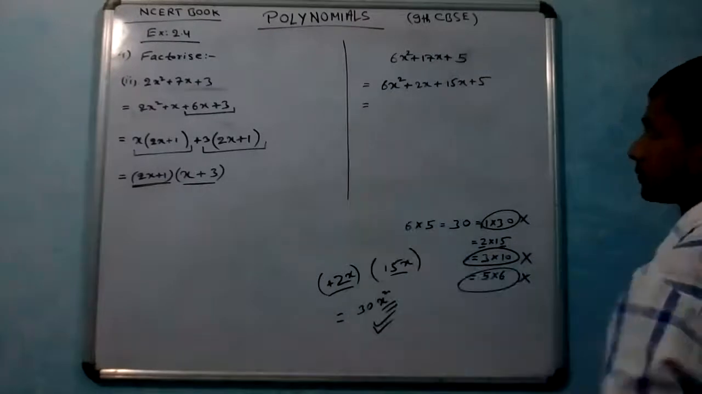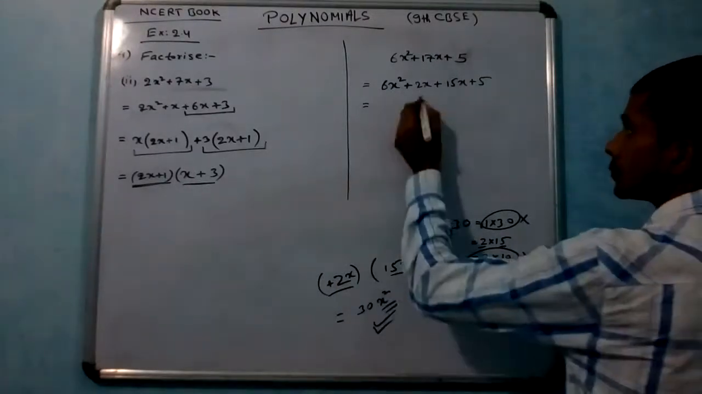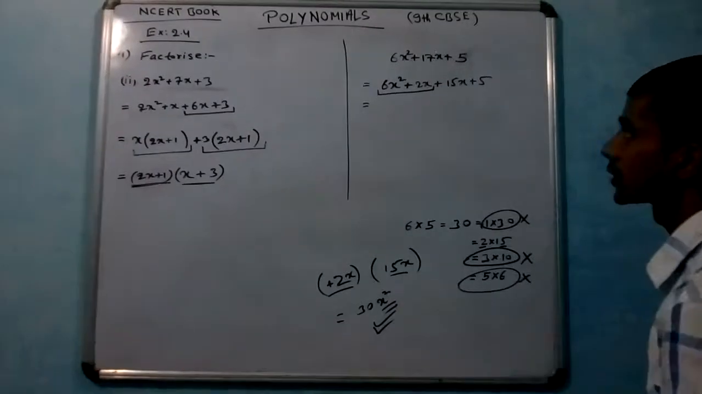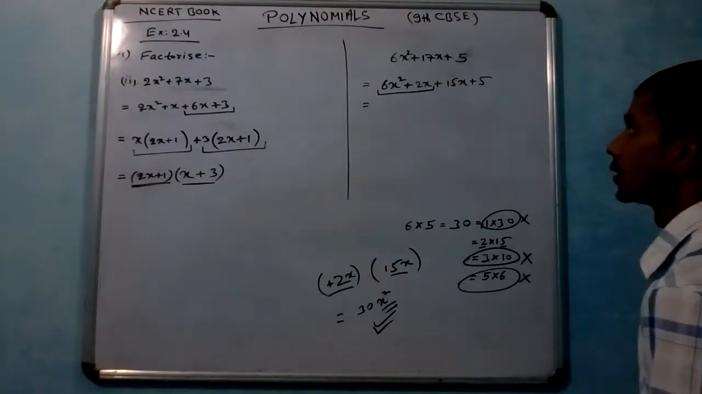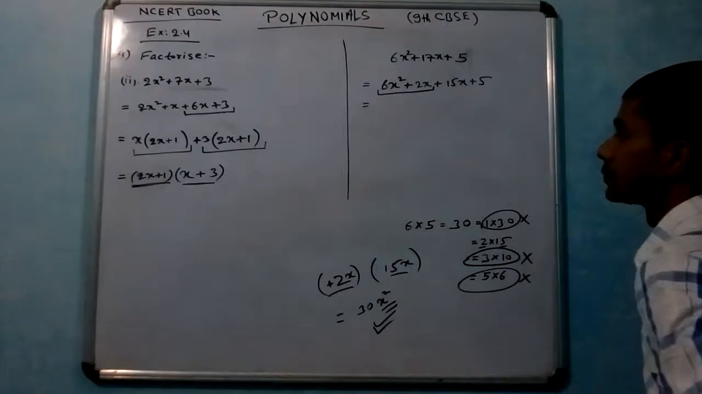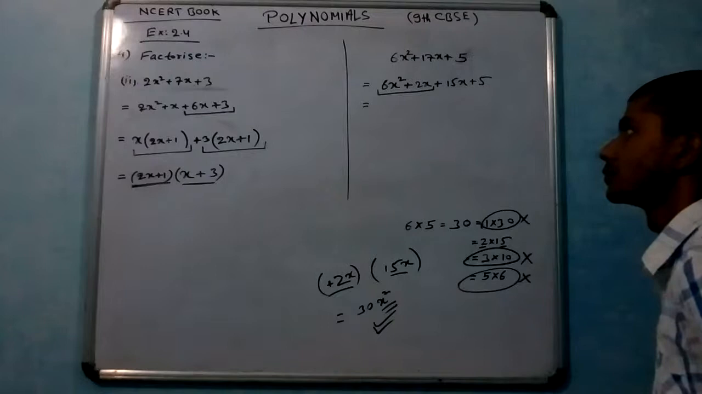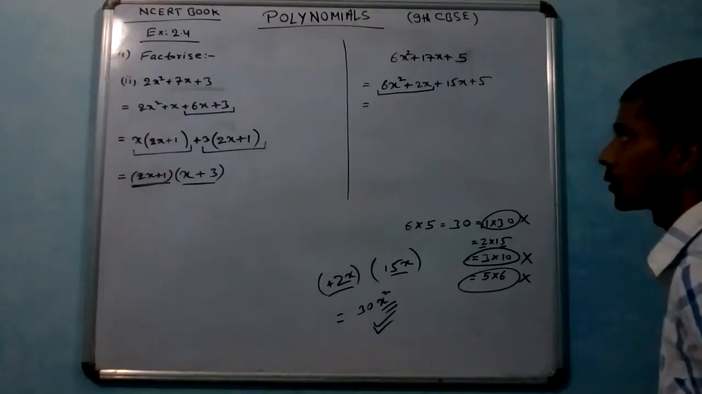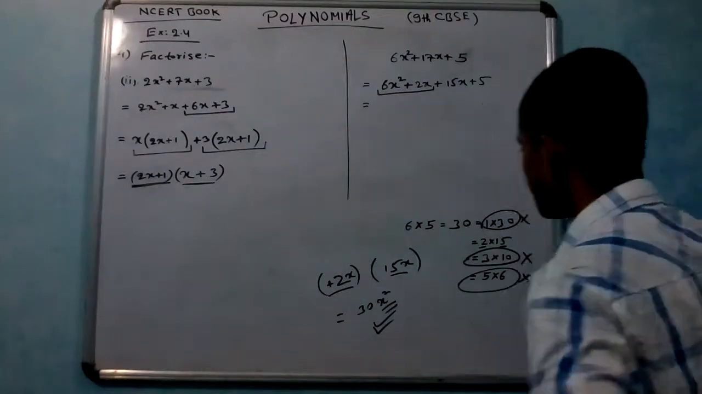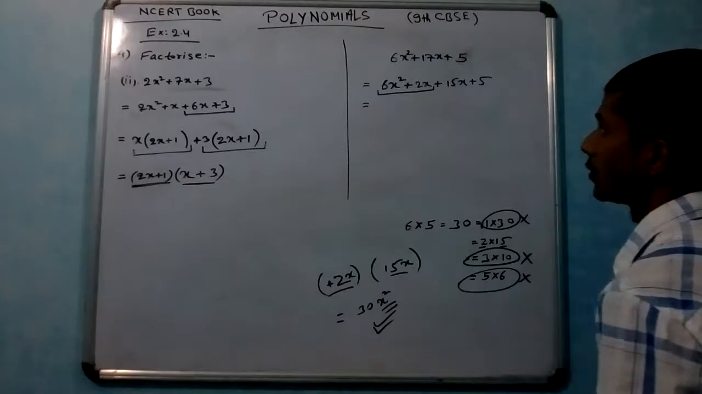Good. Next. Only x. In 2 and 6, what is common? What is common in 2 and 6? 2 is present here also, and 2 is present here also, or not? 6 means how much? 2 into 3.